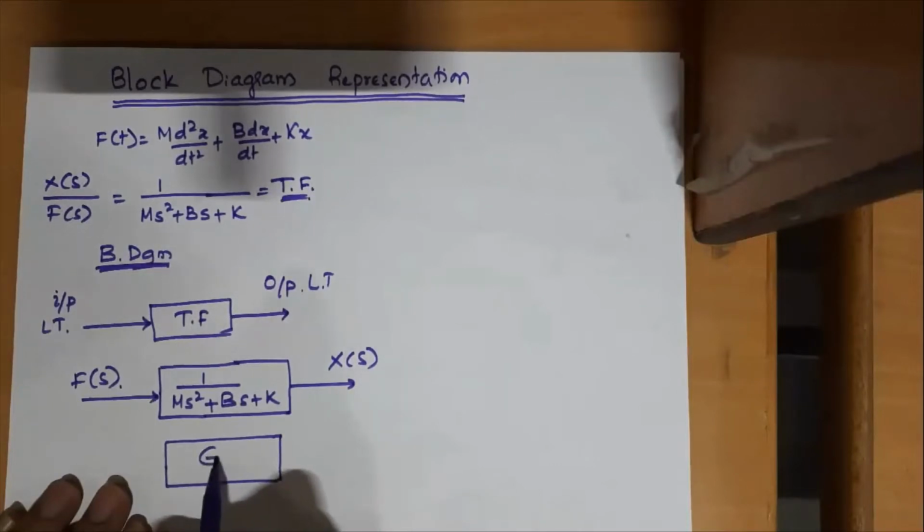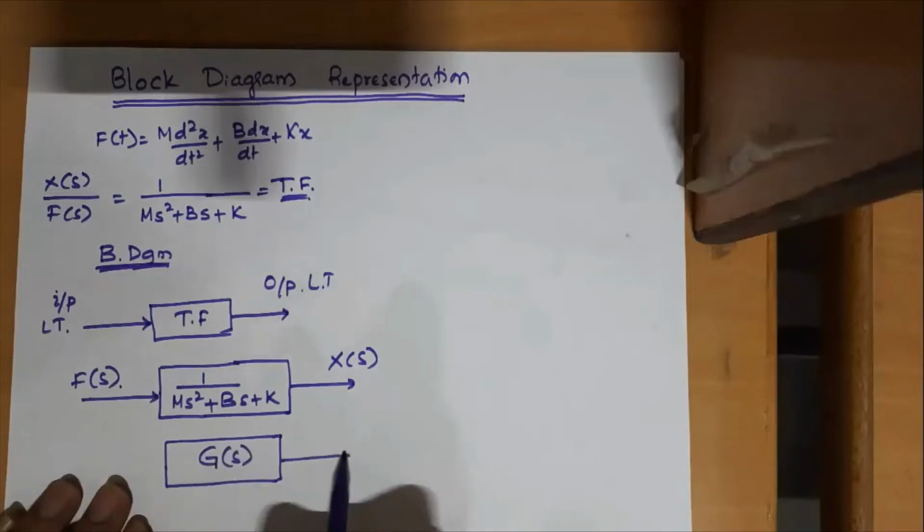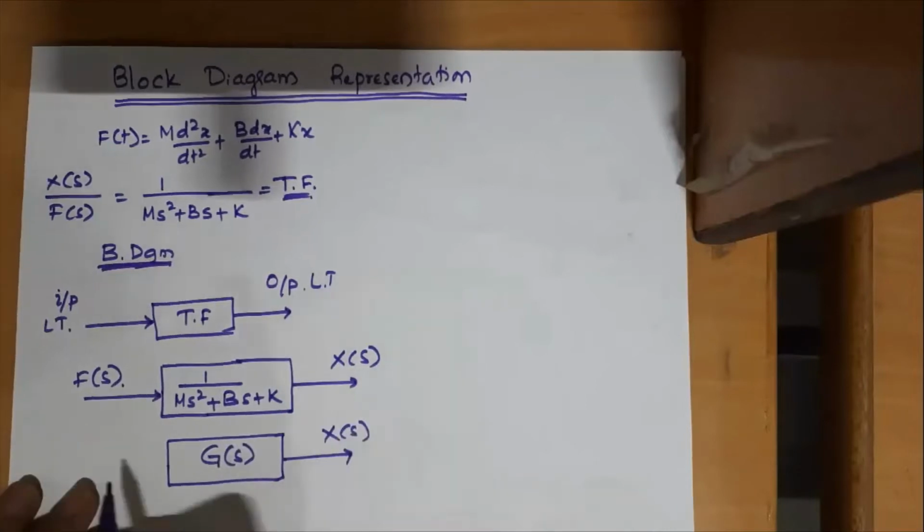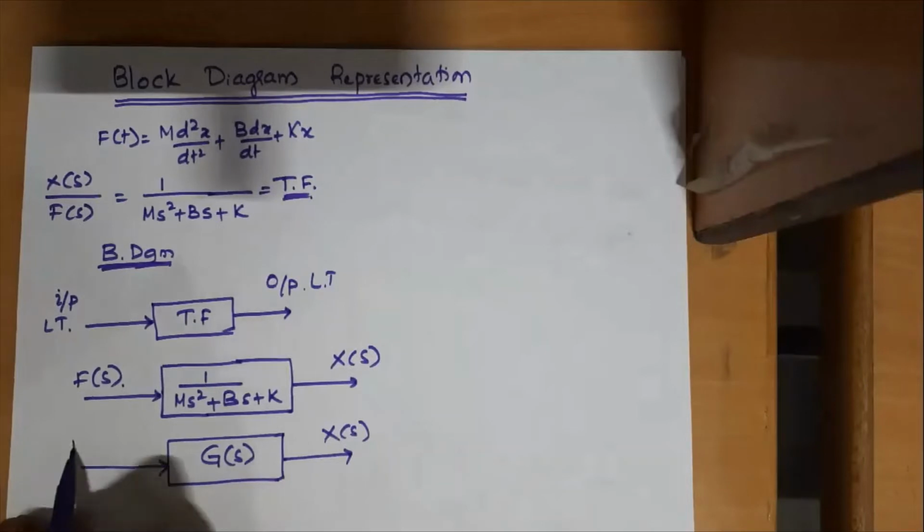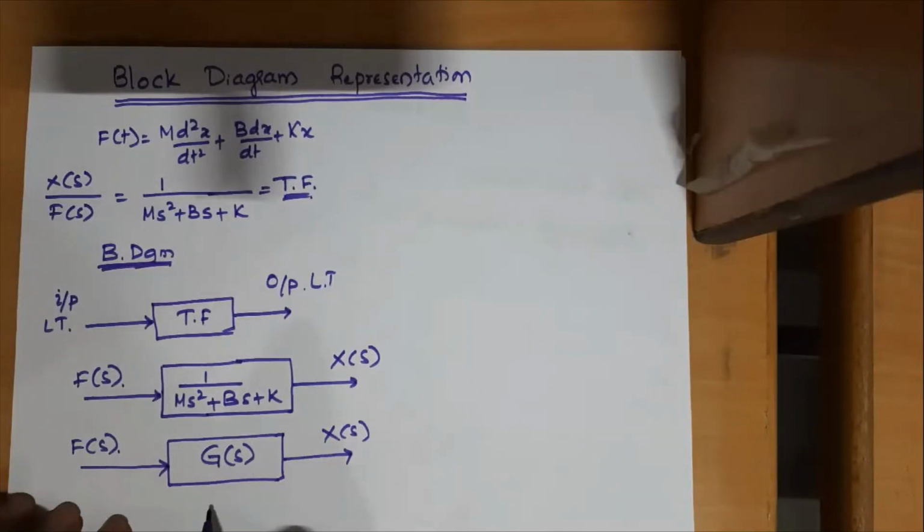So the more generalized representation can be given by TF replaced with G of S. In control system terminology, we use G of S more often to represent the plant. So now the MBK system is termed as plant. There is a slight difference in pronouncing system and plant. They are not the same.